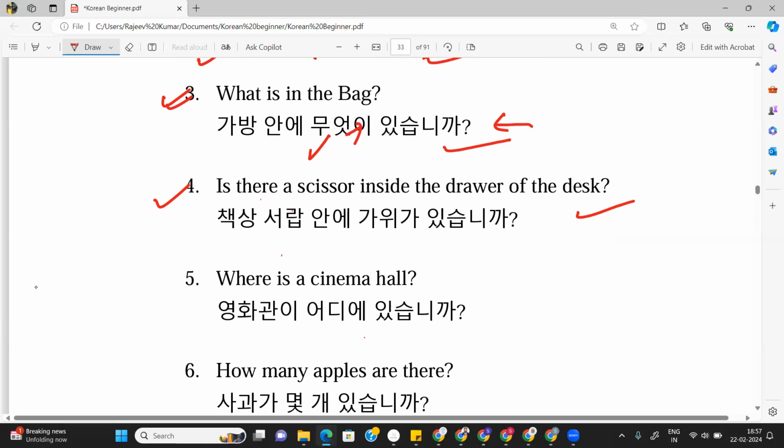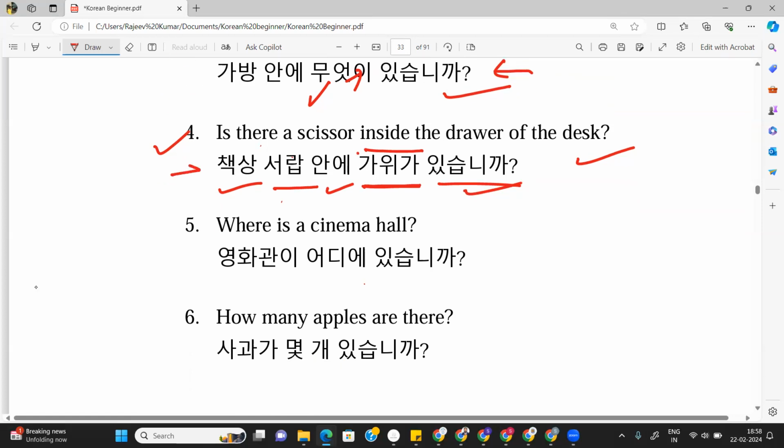Checksang. Correct. Next. Sorab, no, it's not syrup. It's sora, sorab, ane, kam, ui, kaviga, isamnika. Correct. Repeat this line. Checksang, sorab, ane, kaviga, isamnika. Correct. Next. Fifth sentence.